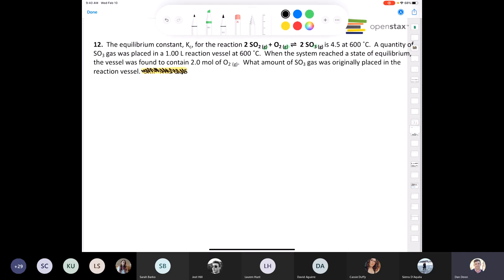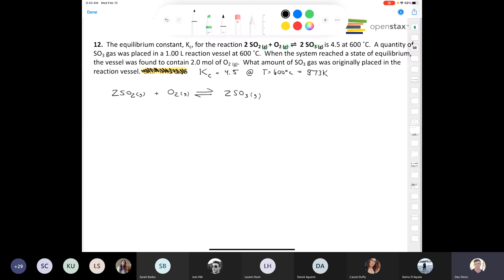Let's write down what we know. So we know that Kc, or is it Kp? No, Kc is equal to 4.5 at T equal to 600 Celsius, so what would that be? 873 Kelvin. Let's write down our balanced equation. We have 2SO2 in the gaseous phase plus oxygen in the gaseous phase, which produces 2 moles of SO3 in the gaseous phase.